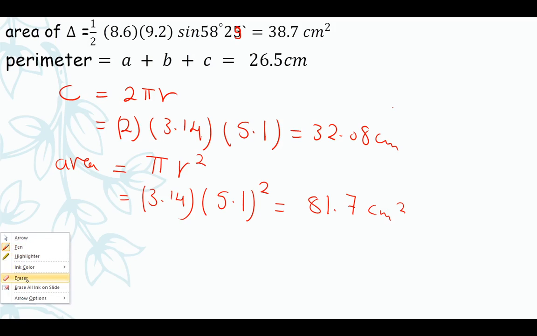In this example, we get the value of the radius of the circumcircle, the value of the three sides, the area of the triangle, the perimeter of this triangle, the circumference of the circumcircle, and the area of the circumcircle of this triangle.